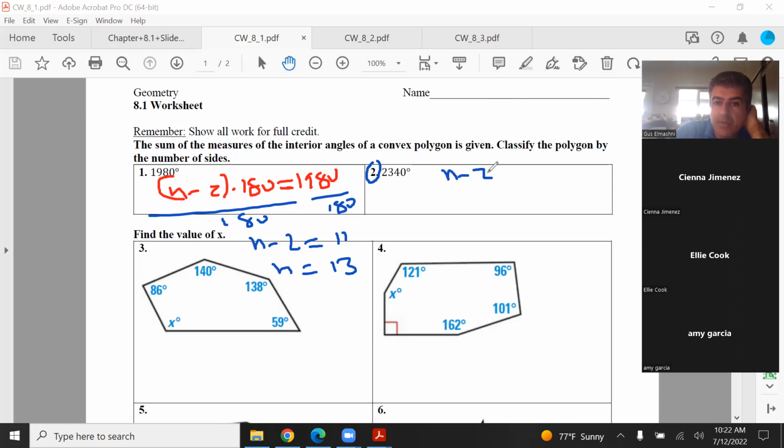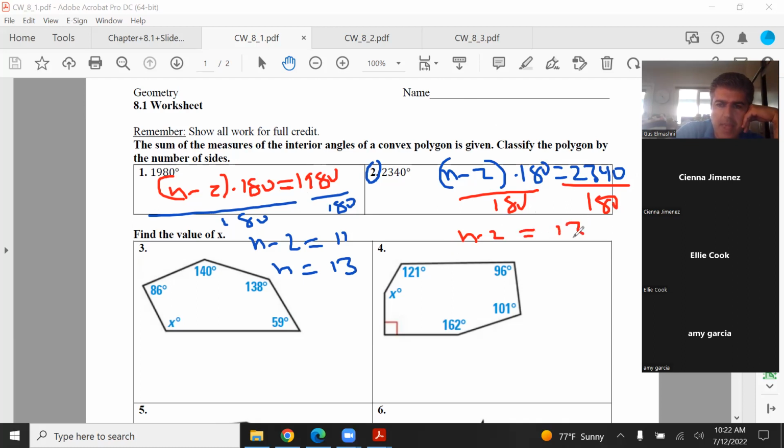So n minus 2 times 180 equals 2340. You divide both sides by 180. Yeah, 15, I'd agree. So just be careful with your math. If you divide by 180, plus also we went 360 higher from 1980 to 2340, so we're adding 2 more sides, if that helps. But if you divide by 180, you'll get n minus 2 equals 13. Add 2, you get 15. Hope that makes sense.